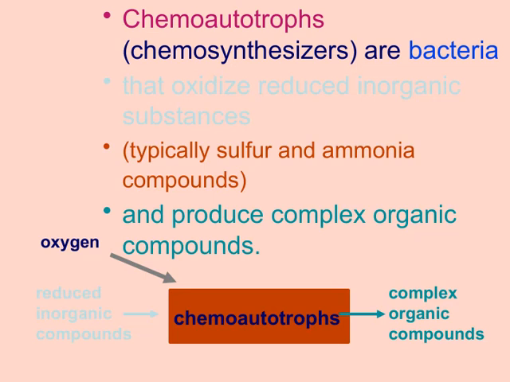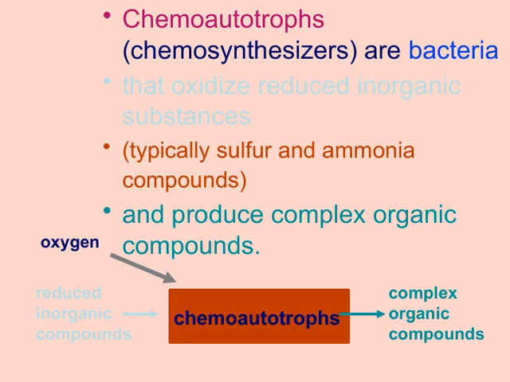Chemoautotrophs, also known as chemosynthesizers, are a fascinating group of bacteria. They have the ability to oxidize reduced inorganic substances, which is a key part of their energy production process. Typically, these substances include sulfur compounds and ammonia compounds. By doing this, they convert inorganic molecules into energy they can use. What's really interesting is that they produce complex organic compounds as a result. These organic compounds are essential because they serve as building blocks for other organisms in the ecosystem.